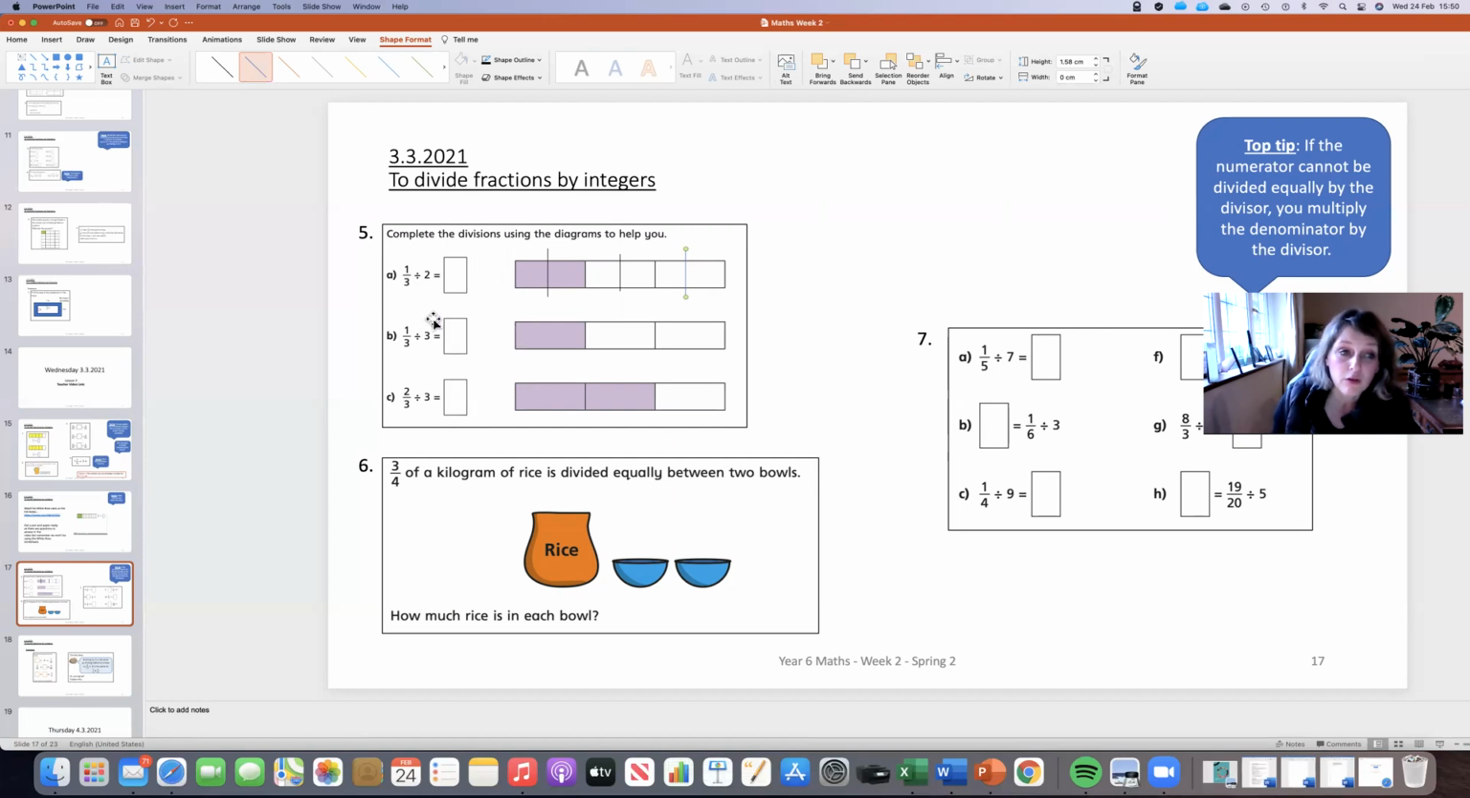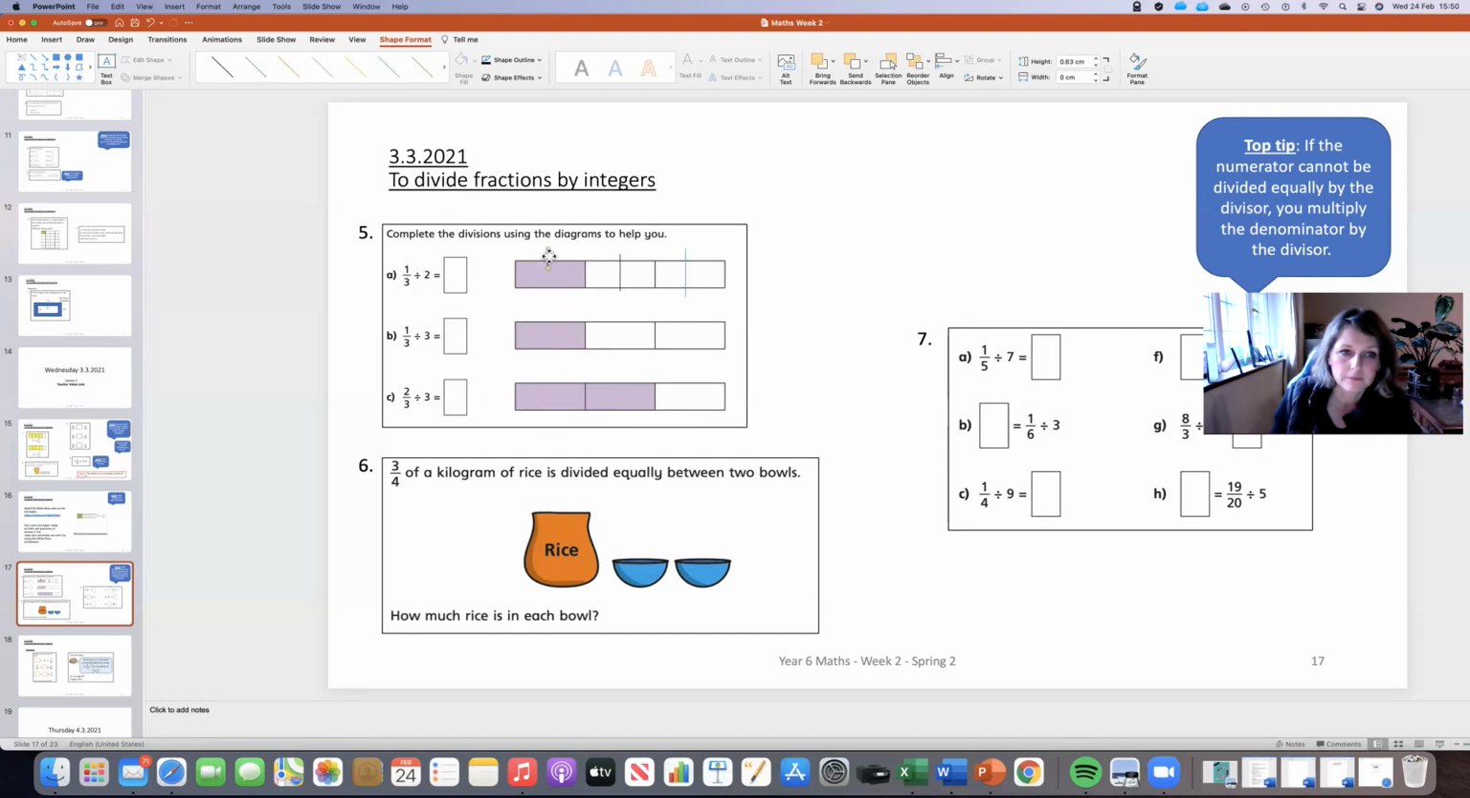Now you might want to draw out the models for each of these. I've got a third, and now I've got to split it into 3 equal parts. What would one of those parts be? Here, I've got 2/3. Each of those thirds you need to split into 3 parts. Let's pinch those from there.